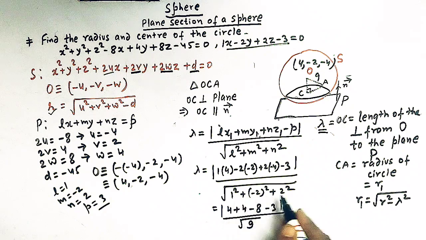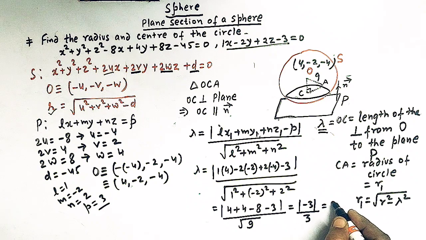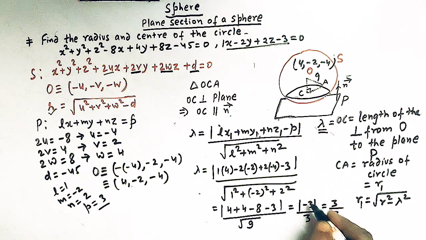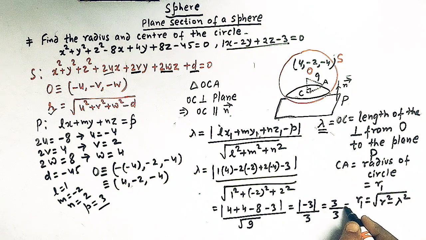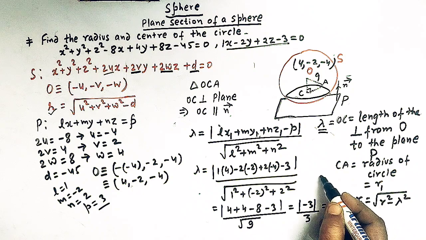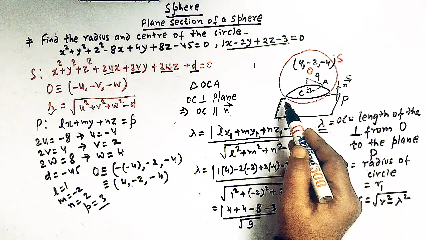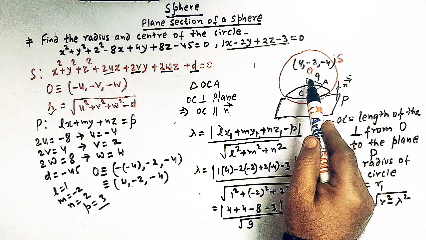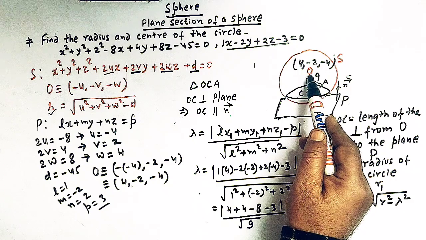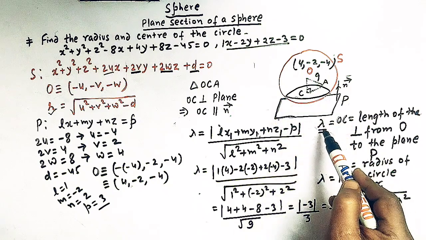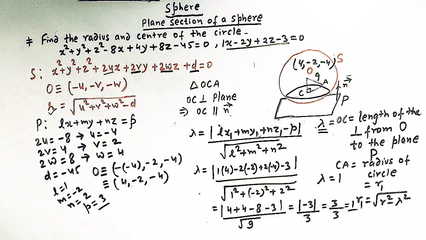So 1 plus 4 plus 4 is 9, and 4 plus 4 is 8, 8 minus 8 is 0, so we have mod of minus 3 over 3, so mod of minus 3 is simply 3, and here we have 1. So the value of lambda is equal to 1 unit, right? So the length of the perpendicular from the center of the sphere O to the plane P, that is lambda, is equal to 1.